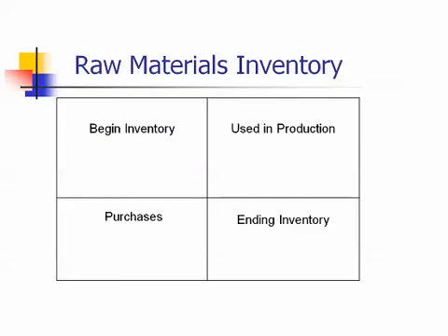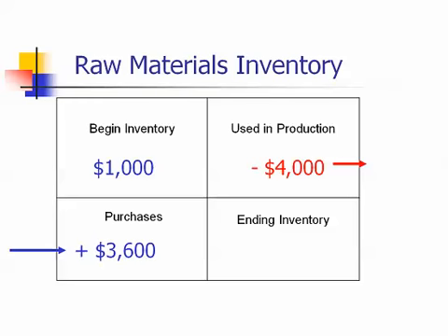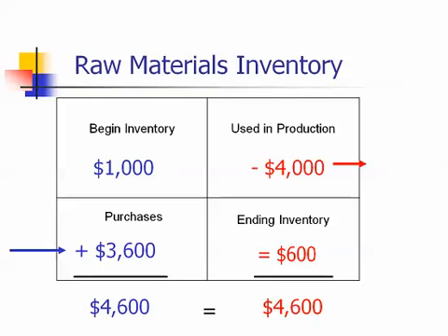Let's take a look at an example with numbers. Beginning raw materials is $1,000. The company makes purchases of $3,600. This brings the total on the left-hand side of the box to $4,600. If the company uses $4,000 of materials in production, then ending raw materials will have a balance of $600. Again, the left-hand side of the box equals the right-hand side of the box.